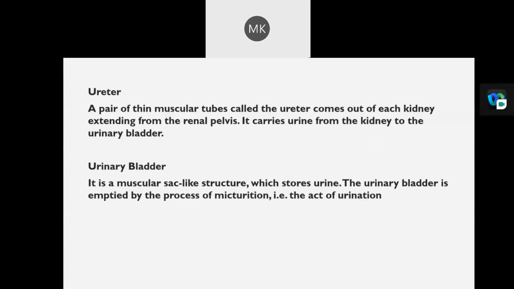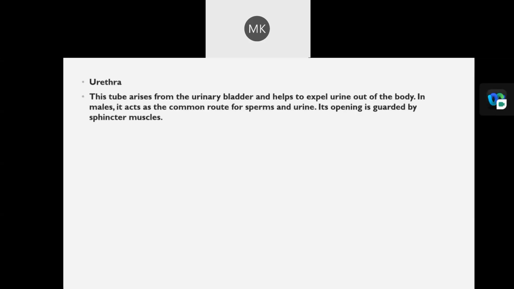Ureter. A pair of thin muscular tubes called ureters comes out of each kidney, extending from the renal pelvis. They carry the urine from the kidney to the urinary bladder. The urinary bladder is a muscular sac-like structure which stores the urine. It is emptied by the process of micturition, that is the act of urination. Urethra.